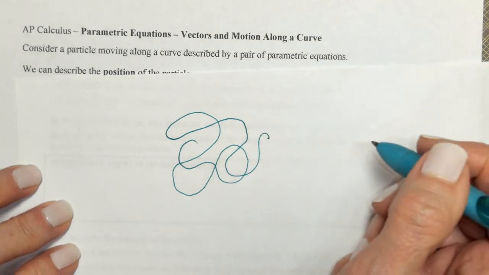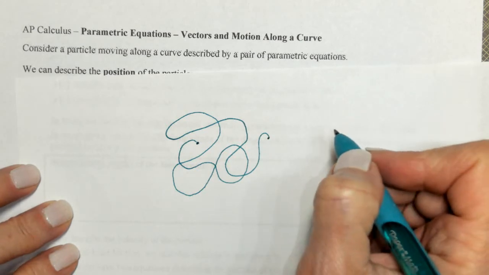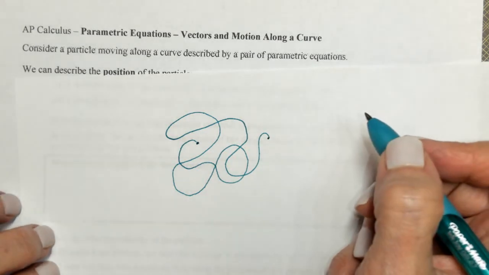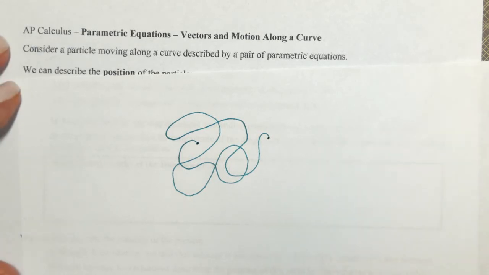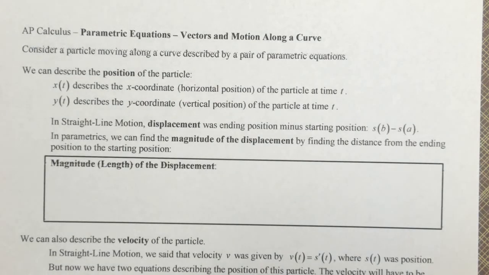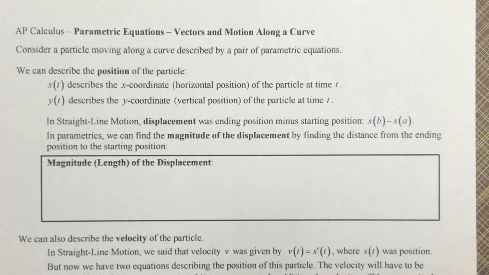so it can be a goofy curve. So we have a starting position, an ending position, and anytime we're dealing with motion, we can have velocity, acceleration, all of those aspects, distance traveled, all of those things. So we have this particle moving along a curve.